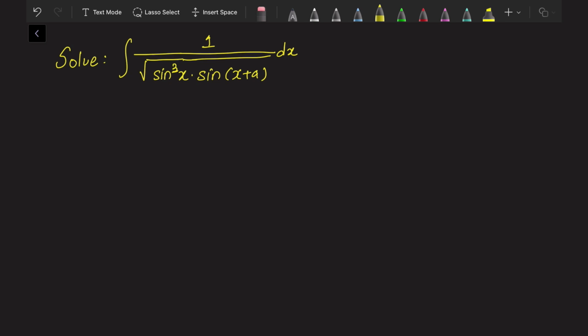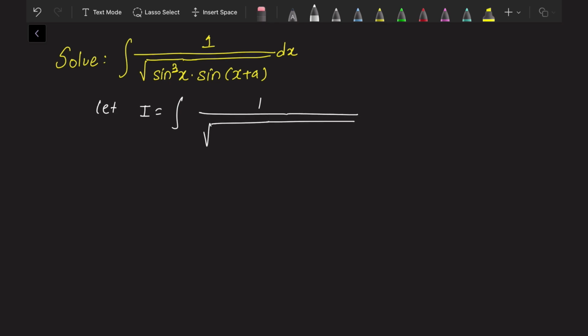So basically we have to solve this integration and there is no limit. We have to just find its value. So let us see how we can solve it. First of all, let me change the color. How we'll start the solution is, let the integration be denoted by capital letter I.